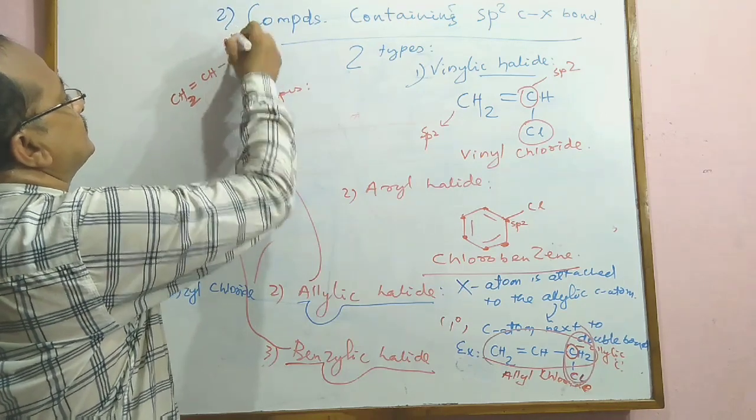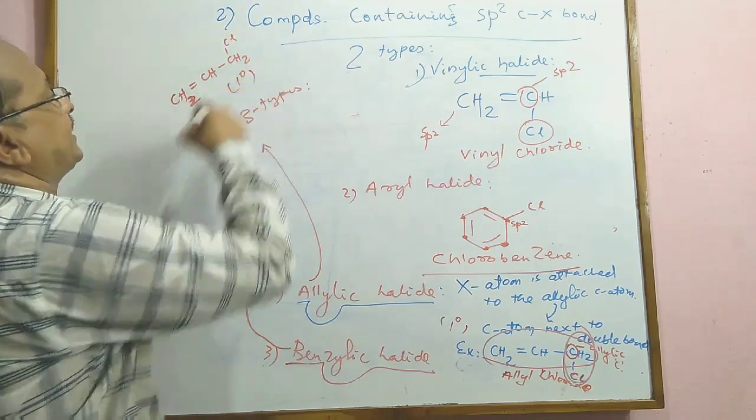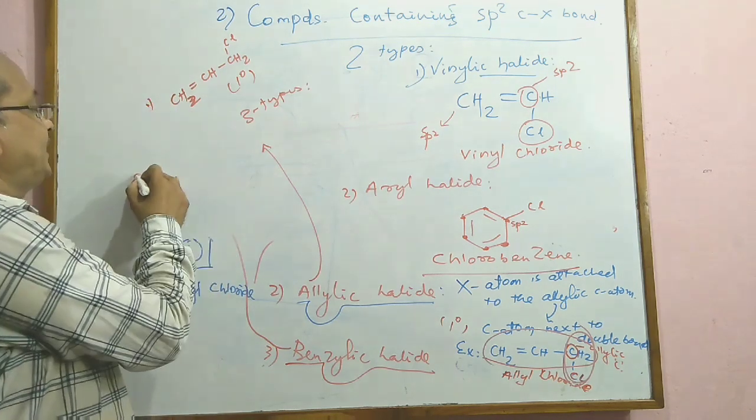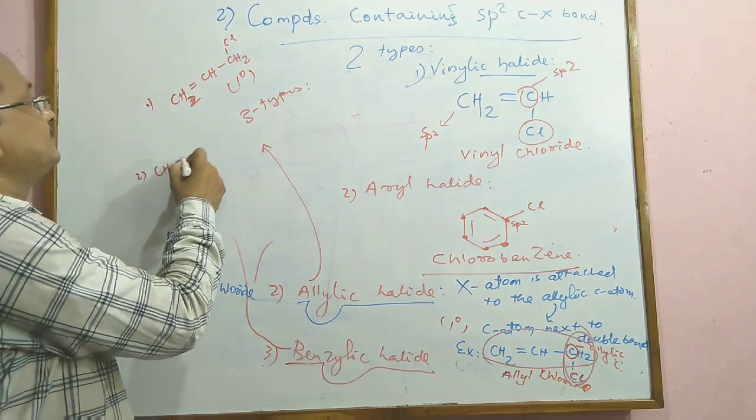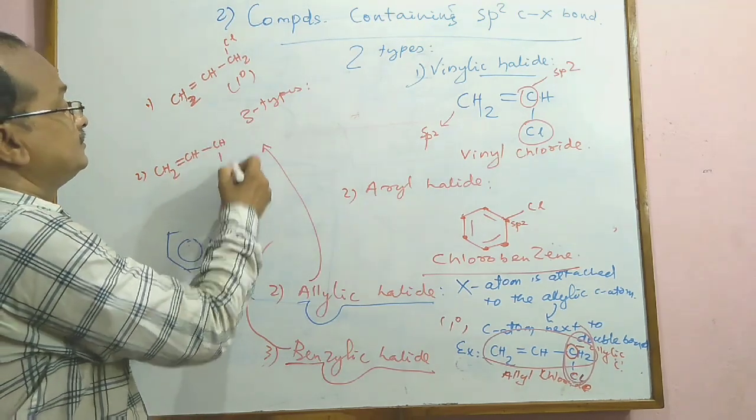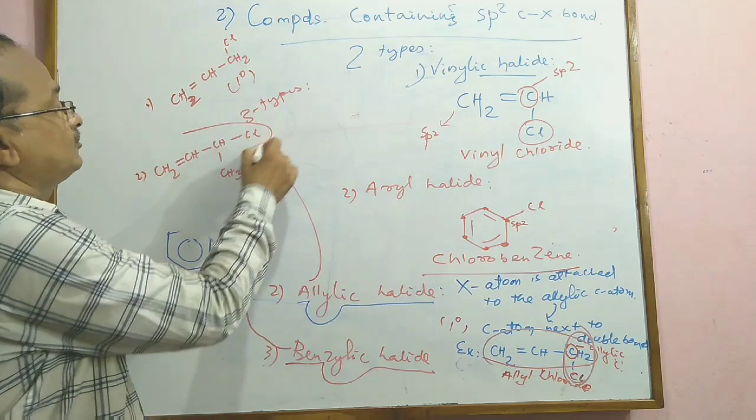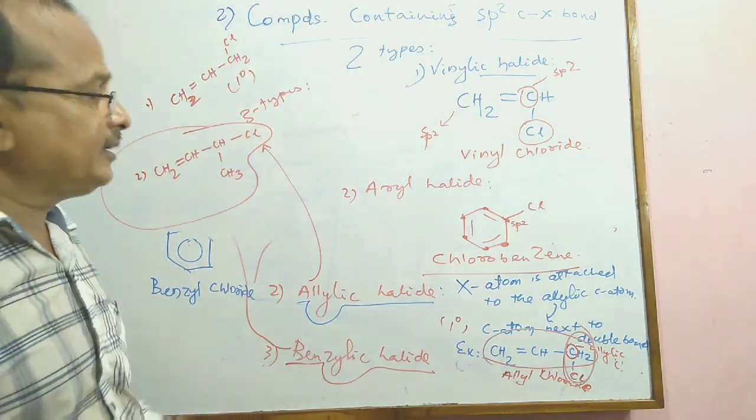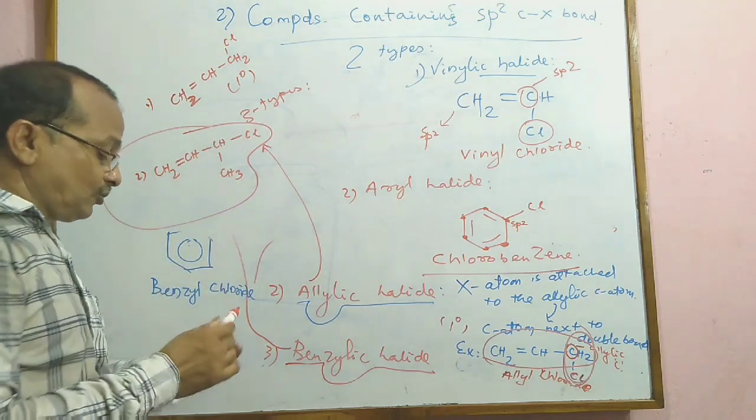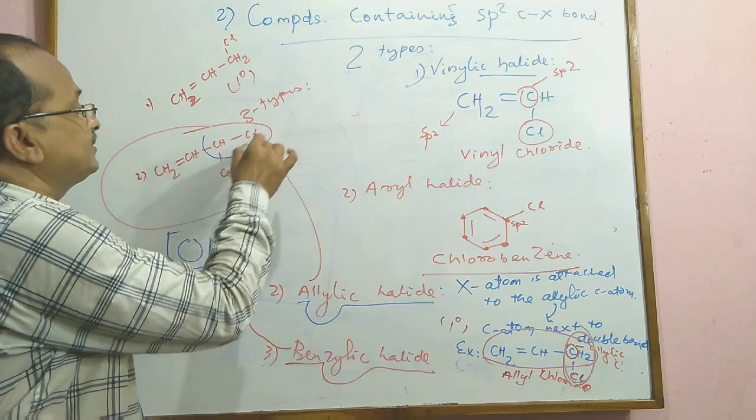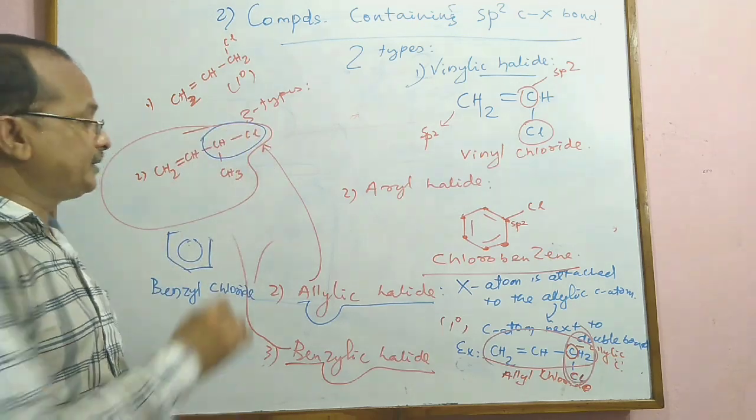It is 1 degree allyl halide. Then 2 degree allyl halide. This compound is 2 degree allyl halide. So how will you determine? Because it contains this group. This group is CHCl, CHX. So it is 2 degree allyl halide.